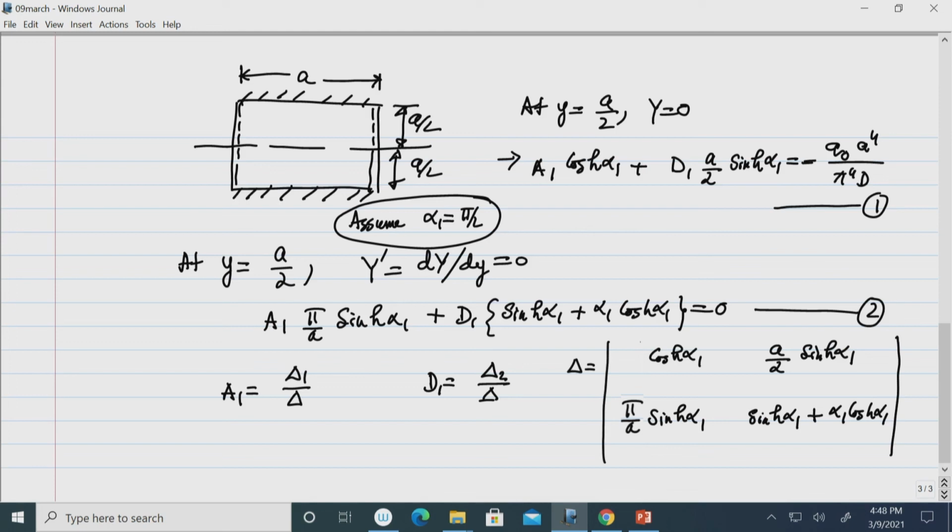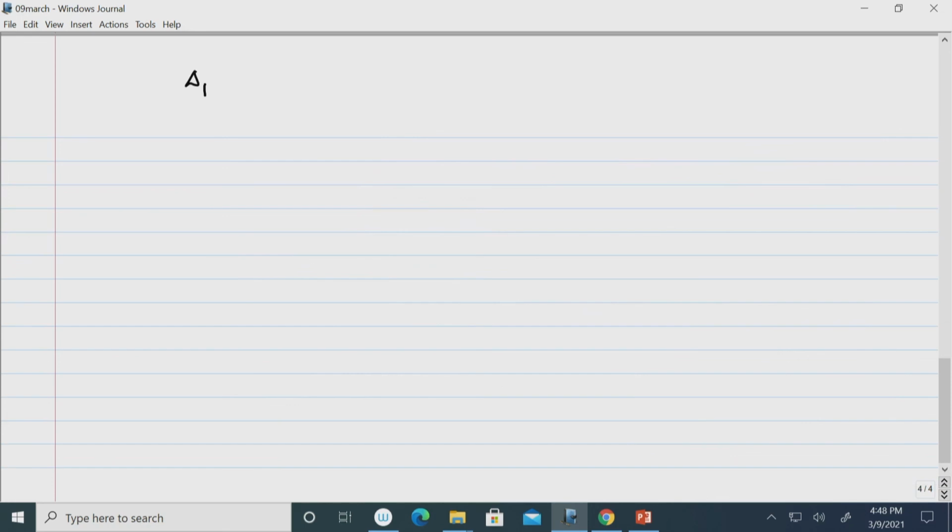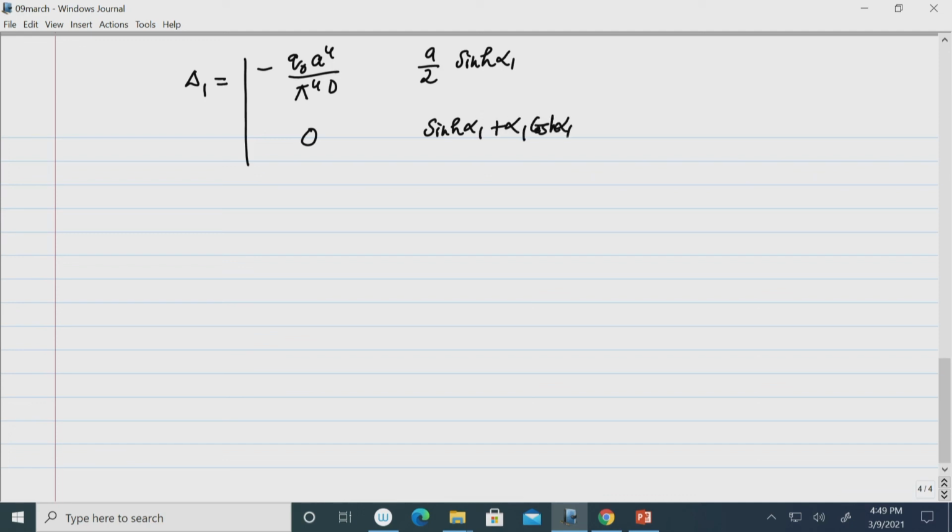Similarly, you can find delta 1 as this. Let us write down the delta 1. Delta 1 will be minus q naught a to the power 4 by pi to the power 4 d. Here it will be 0. Then here in this case it will be a by 2 sinh alpha 1, and in that case it will be sinh alpha 1 plus alpha 1 cosh alpha 1. Mind that alpha 1 is pi by 2. So, delta 1 is this.